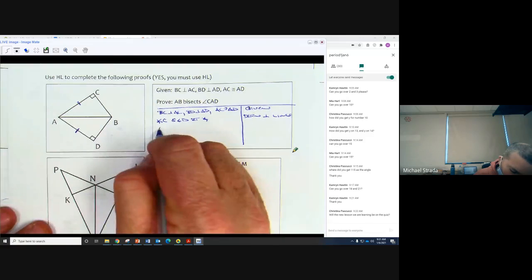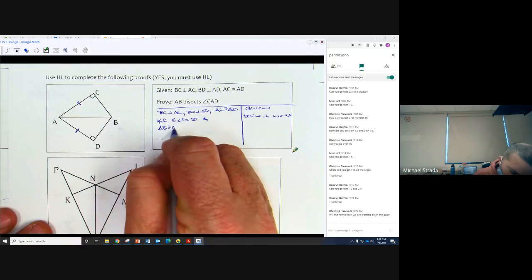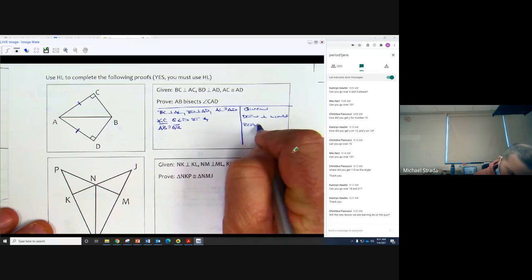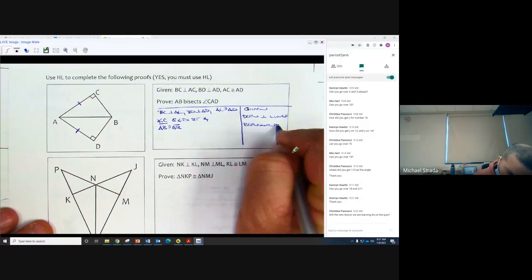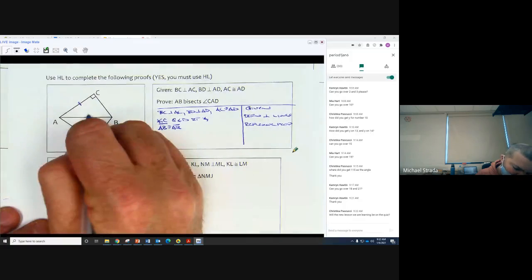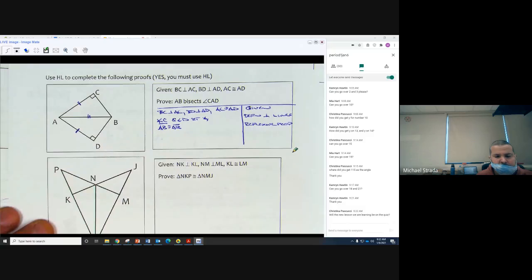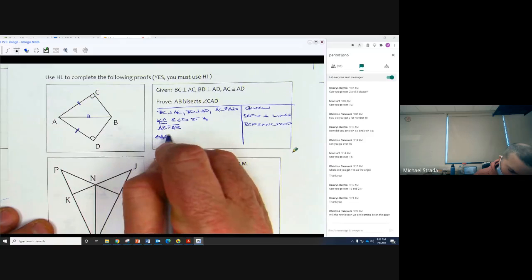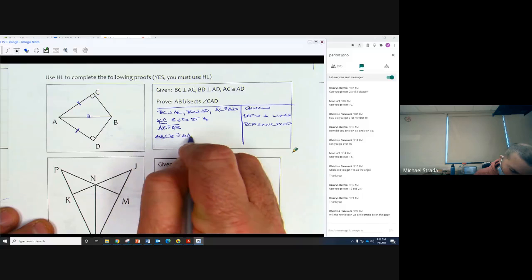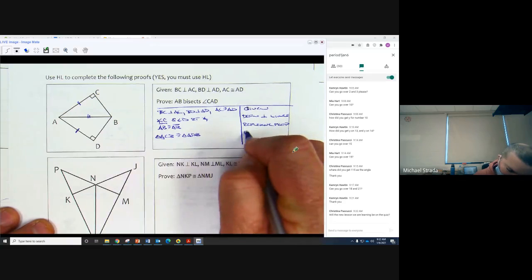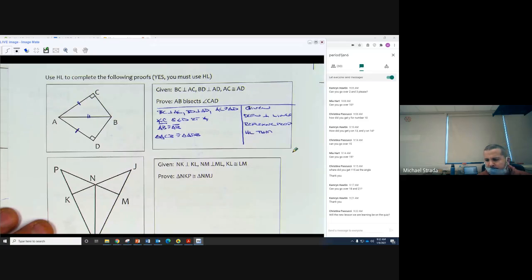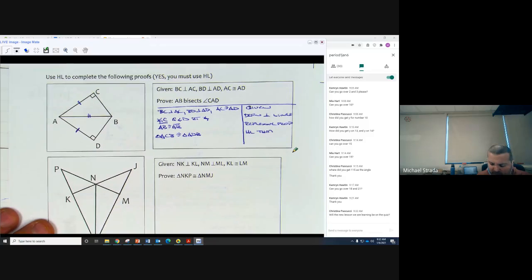Just like in the last one, AB is congruent to AB. Reflexive property. All right. Triangle ACB congruent to triangle ADB. Hypotenuse leg theorem. If you don't write theorem in the homeworks, it's okay, but you are going to need to be able to do that on the quiz.